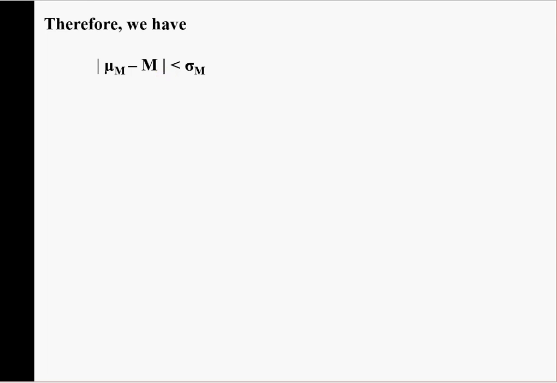So this inequality is very important. If you understand this, everything else becomes easy. This is the crucial point. You have a 68.26% chance that this is true for a normal probability distribution.